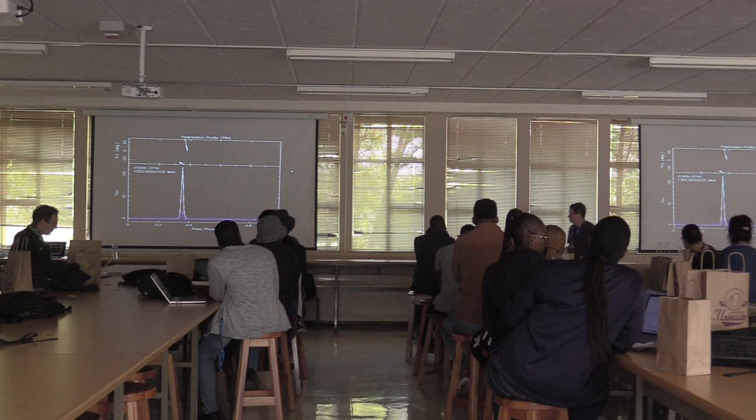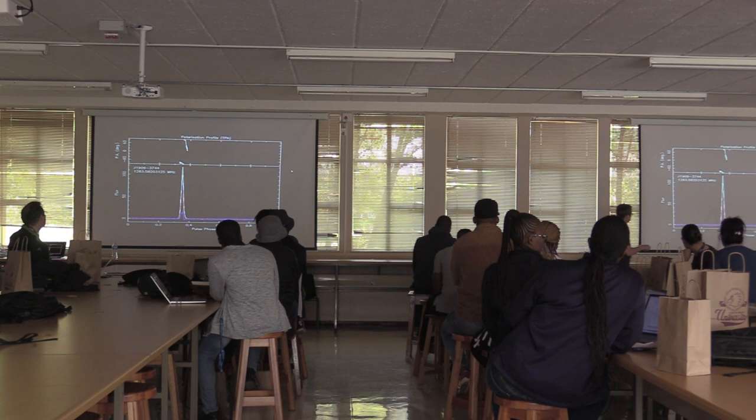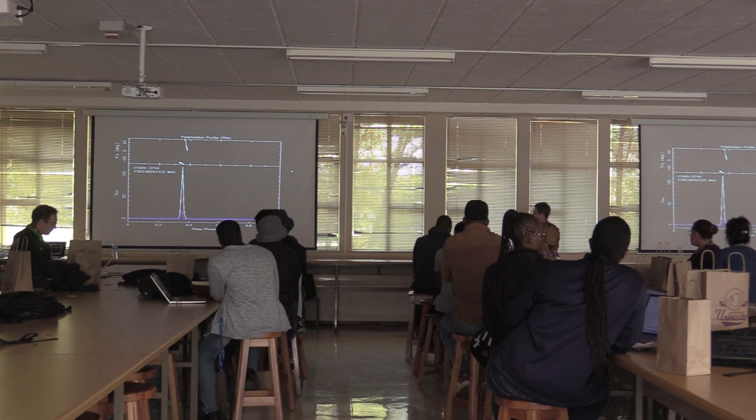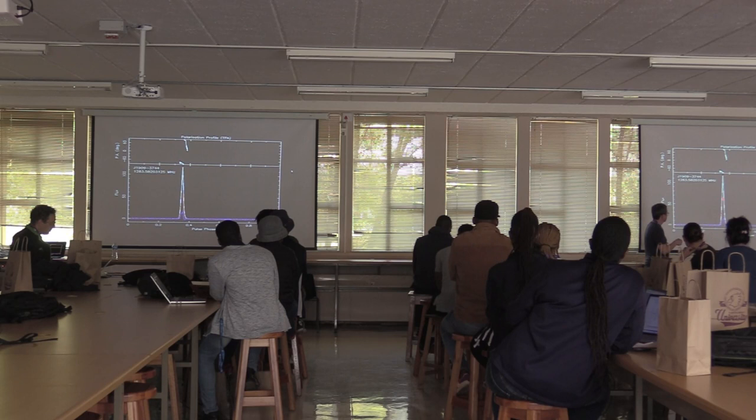And you can see there's this red and blue. The blue is how much circular polarization is being generated by the pulsar. And the red is how much linear polarization there is. And the rest is unpolarized. And this is what's called the position angle.